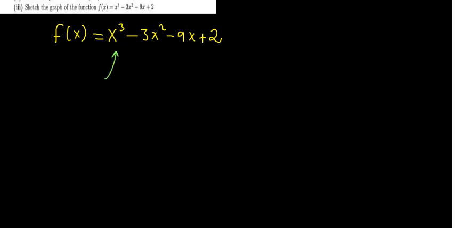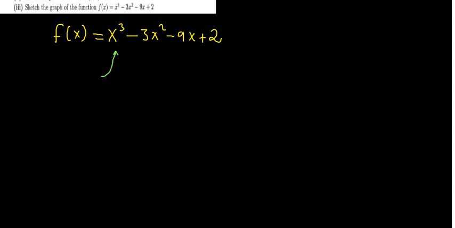If I put negative 1 here, I'm going to get negative 1. If I put a negative 1 here, I'll still get negative 3. If I use negative 1 here, I'll get a positive 9, then plus 2. Is this going to give me a 0? Also no. 1 and negative 1 don't work.